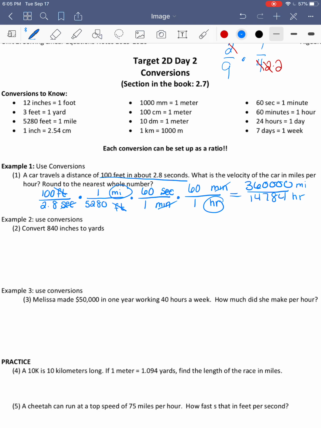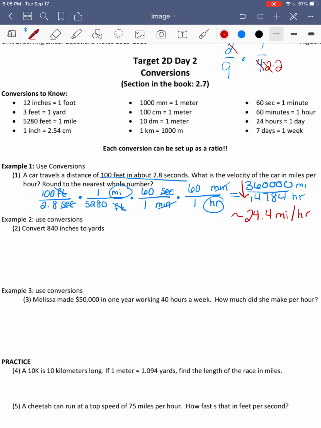What that means is I want my denominator to be 1. To do that, you just divide top to bottom. So 360,000 divided by 14,784 is going to give you approximately 24.4, and that's miles per hour.